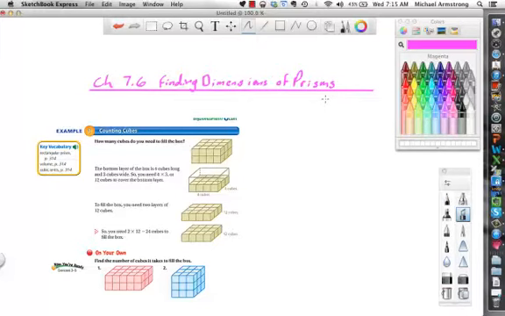Okay, this is chapter 7.6, Finding Dimensions of Prisms. I wanted to talk real quick about what we've discussed in the past, and you guys have heard this before, that you have a distance from point A to point B, and that distance is a straight line, usually. And we can do curves, but we're doing straight lines today.